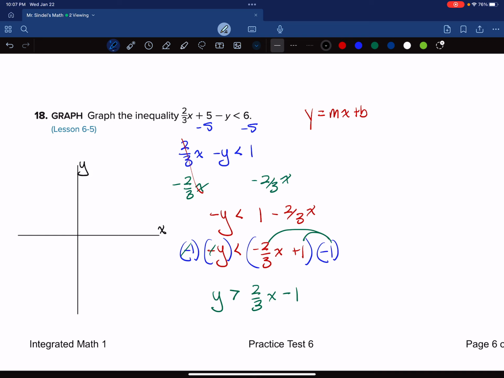I'm going to go down 1, so there's -1, and that's going to be my y-intercept. So I'm going to put a point right there. And then from there, I'm going to go up 2, right 3, up 2, right 3, up 2, right 3, over and over and over again.